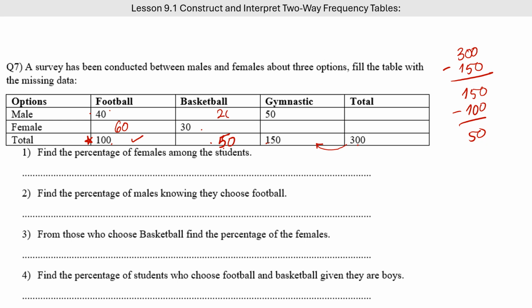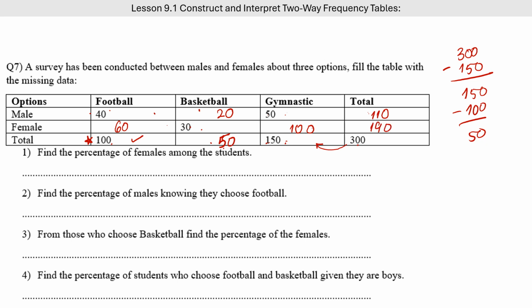That is 20. Now again I have the total and I have a number, so I subtract 150 minus 50, I get 100. Now what I have to do, I have to move forward. Why am I moving forward? To get my total. So 40 plus 20, 60, 60 plus 50, it gives me 110. 60 plus 30, 90, 90 plus 100 gives me 190.